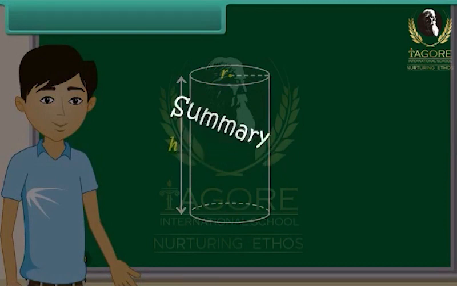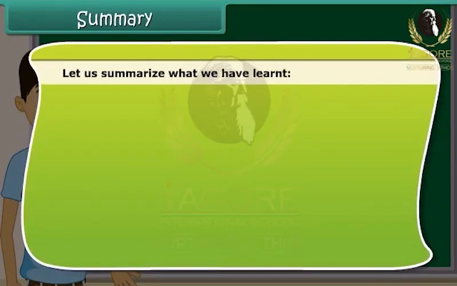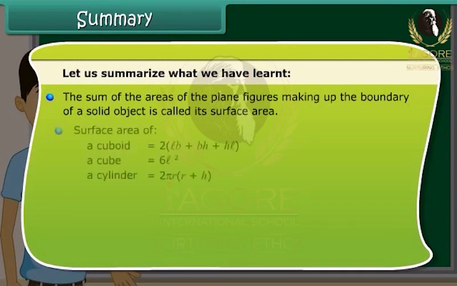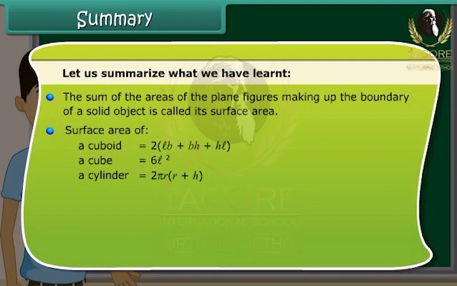Summary. Let us summarize what we have learned. The sum of the areas of the plane figures making up the boundary of a solid object is called its surface area. Surface area of a cuboid is equal to 2(LB + BH + HL). Surface area of a cube is equal to 6L². Surface area of a cylinder is equal to 2πr(r + h).